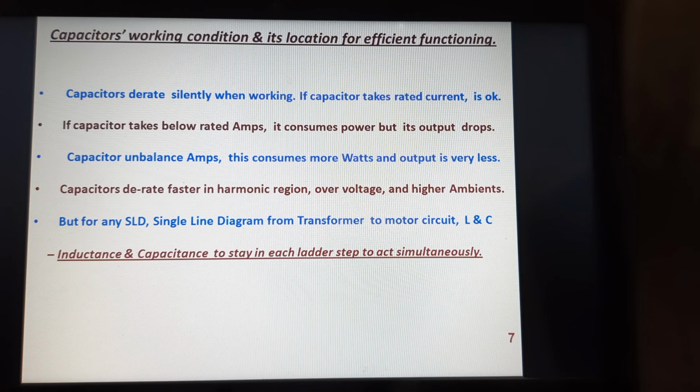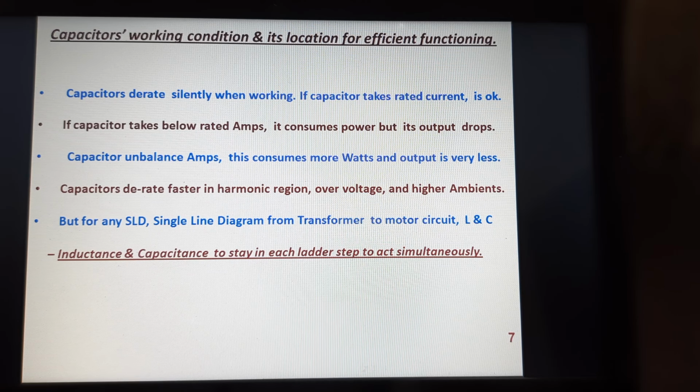But if the same capacitor takes below the rated amps, and it goes below and below, then it consumes the same power, but the output kVAR drops, the compensation drops. With unbalanced input current in amps, the capacitor also consumes more watts and the output is drastically less. The capacitors derate faster in harmonic-rich environments, with over-voltage stress and higher ambient temperature. So you need to have an exhaust fan in the APFC panels and near the capacitor wherever you have installed, and thermal protection needs to be given for the capacitor that is installed in the panel.